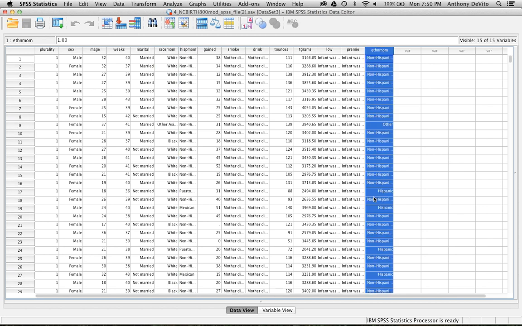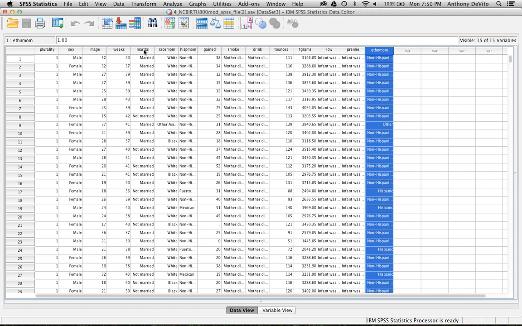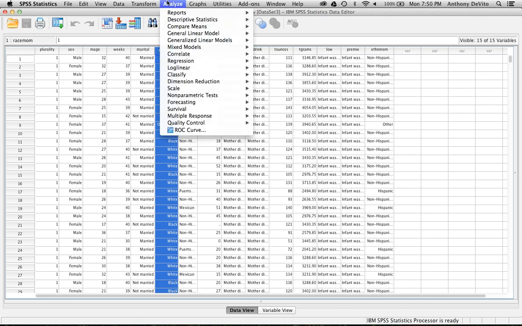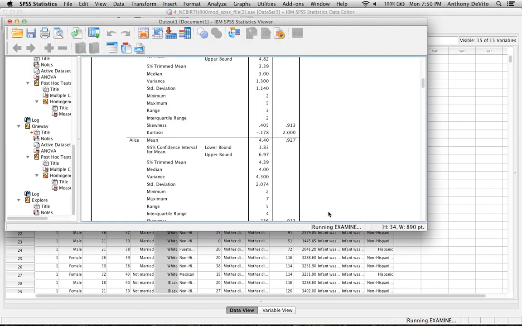The ethnicity of the mother. Let's see. I think that's reduced to. Let's try the race of the mother. We'll give that a try. See if there's more. I think there's more than two categories there. I'm going to do some descriptive statistics first. Explore. And I'm going to look at the weight of the child, birth weight of the child. Okay, and I'm going to take the race of the mother as my factor list. And I'm just going to look at the basic statistics.